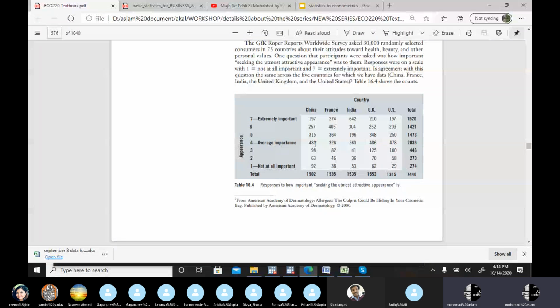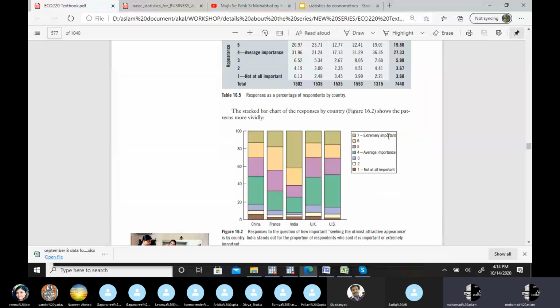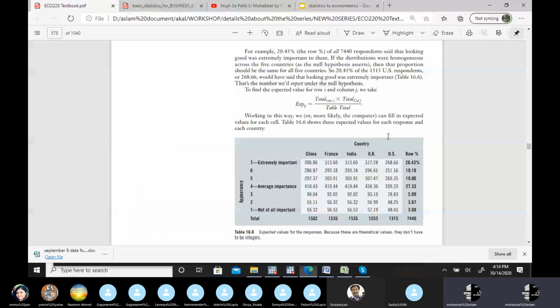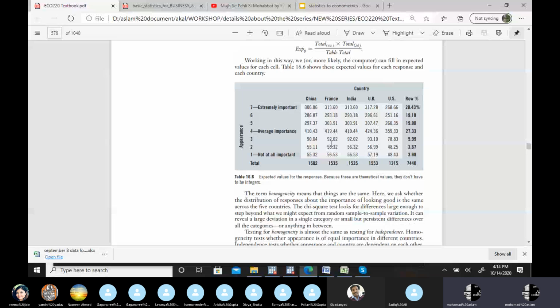So let's do this first one. US, the first extremely important cell. Multiply this 1315 with 1520 and divide it by total value. Then you will get this expected frequency table, this particular table. Now we have to compare these expected frequencies with the true observed frequencies, and then the process will remain same. We do this for all the cells. We will add this, and that will give us the chi-square value.